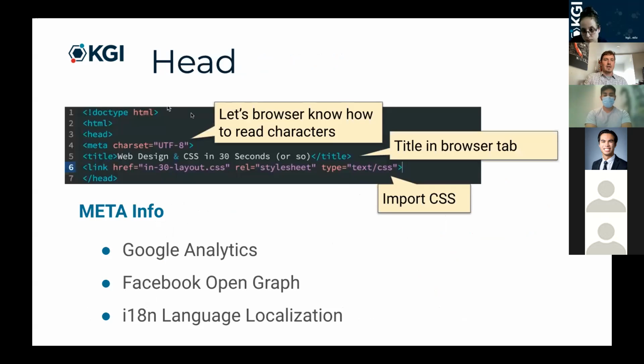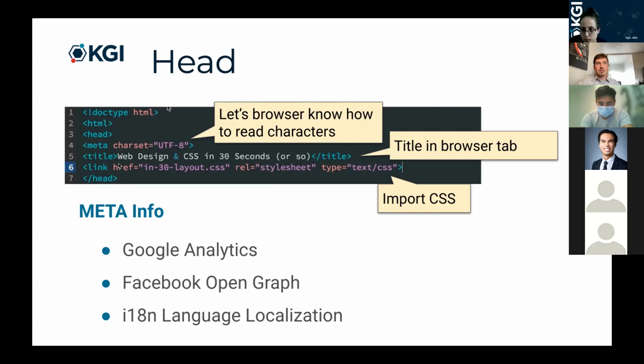Okay, what is the head? The head doesn't really show up on the page, but it does some useful things. So it can let the browser know how to read the characters on your page. So you'll see on a lot of web pages, this meta character set UTF-8. It also can put the title in the browser tab. So if we look at on our open browser, the tabs that we have, they all say something, right? They might say search results or inbox, something like that. That is determined by what you write in the title brackets.